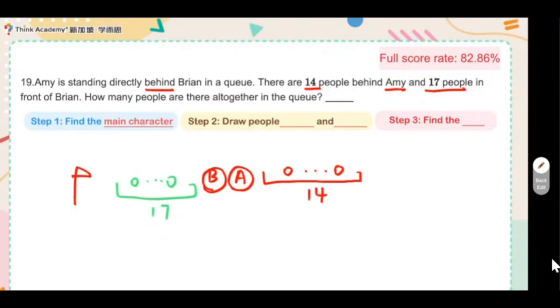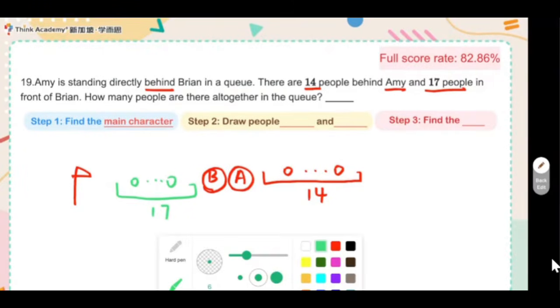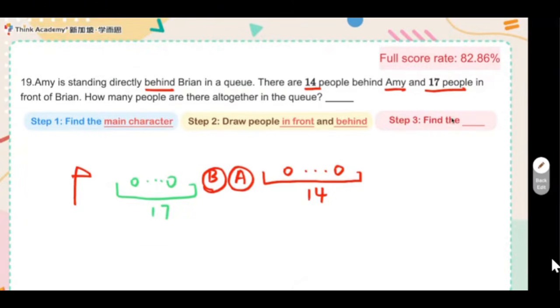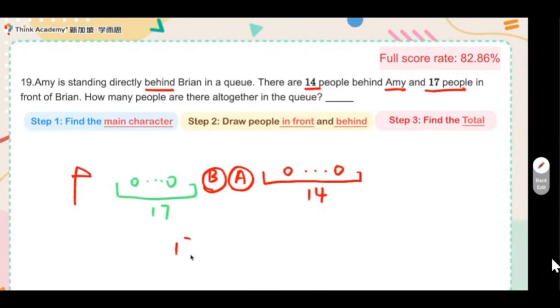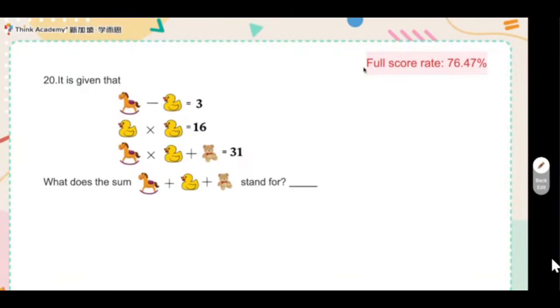How many people are there all together in the queue? So we just draw the people in front and behind, and find the total. If we want to find the total, we just do the plus, right? So 17 plus 2 plus 14 equals 33. This is how we do it. Okay? And don't forget to write the answer in the answer blank, 33.